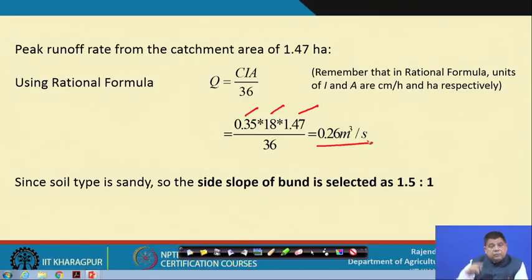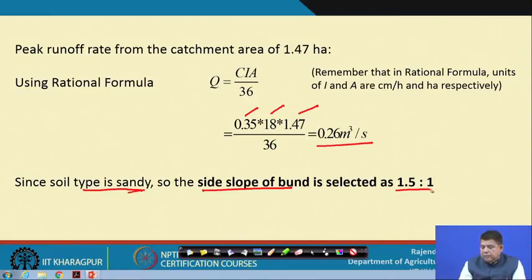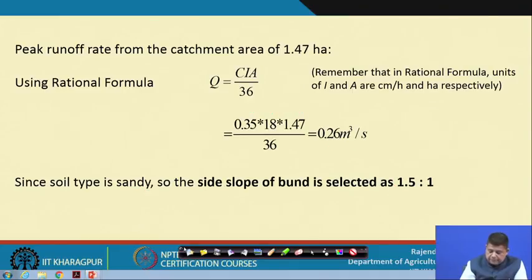Now we know what is the discharge that our system has to handle. So, now we can go ahead and decide on the components of the graded bund, or the cross section basically. The first thing we decide is the side slope of the bund, and we have already seen that it is a function of type of soil. Because the soil is given as sandy, the side slope of the bund will be 1.5:1. This is already a standard value, so we are taking that as 1.5:1.